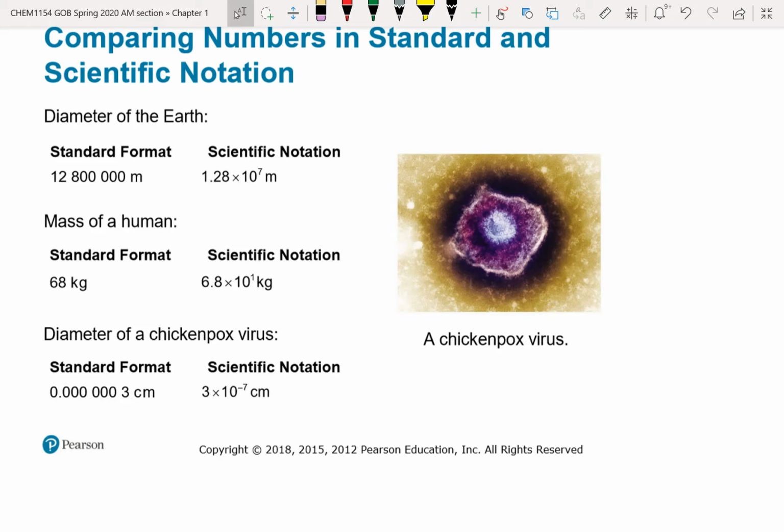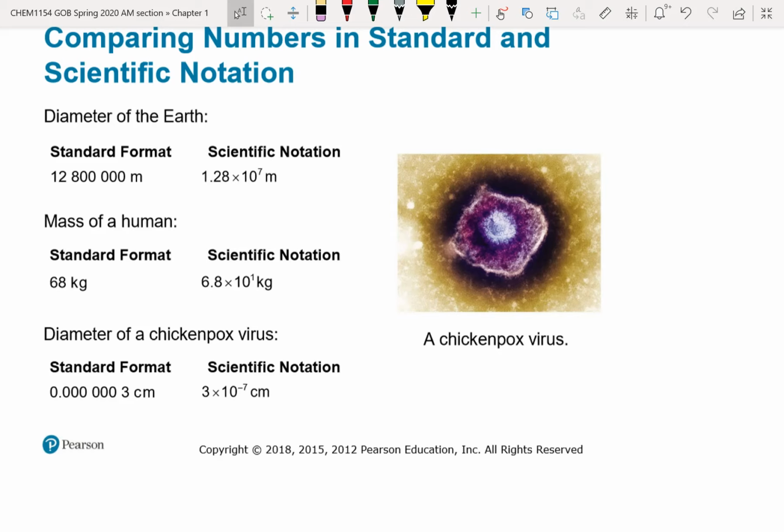If you have a really small number, for instance, if you were representing the diameter of a virus, like this one here, that's a chicken pox virus. That's a magnification, by the way. The virus isn't that big. Even the coronavirus that's going around now, they're really, really tiny particles. It's 0.000003 centimeters. And we know now this should be a small number, so when we express it in scientific notation, it should have a negative exponent. We can confirm that.